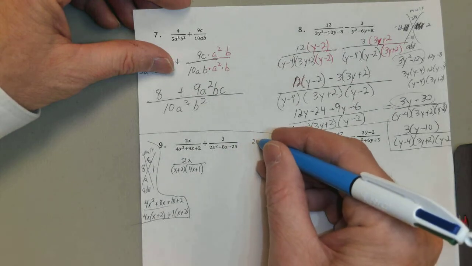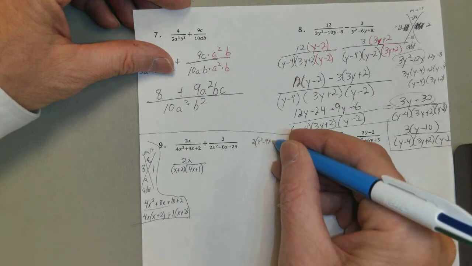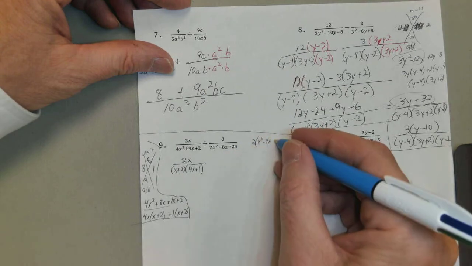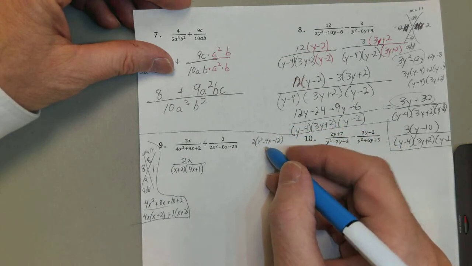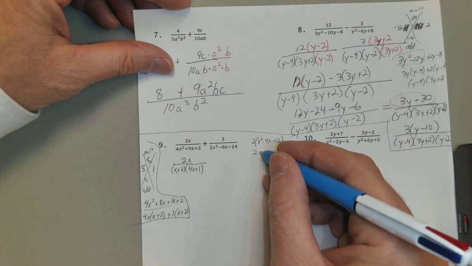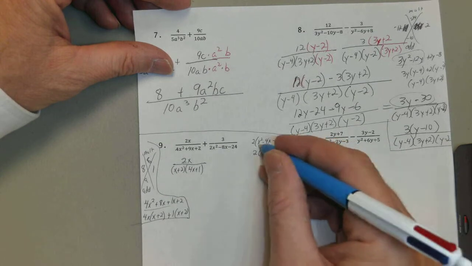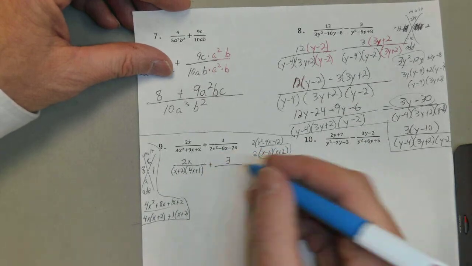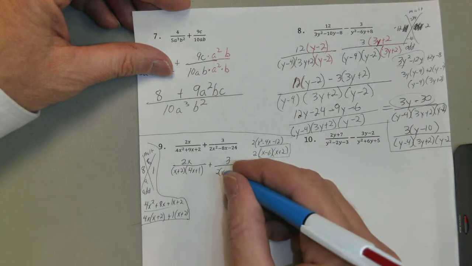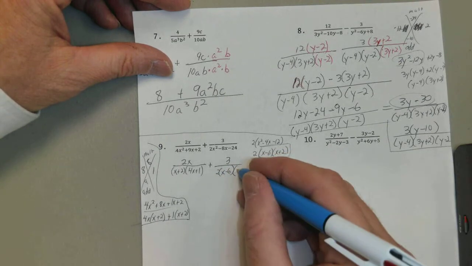This is 2 times x squared minus 4x minus 12. Let's see. I think I'm looking at x minus 6 and x plus 2 when you factor these two. I won't go into great detail there. So I got the 2, the x minus 6, and the x plus 2.